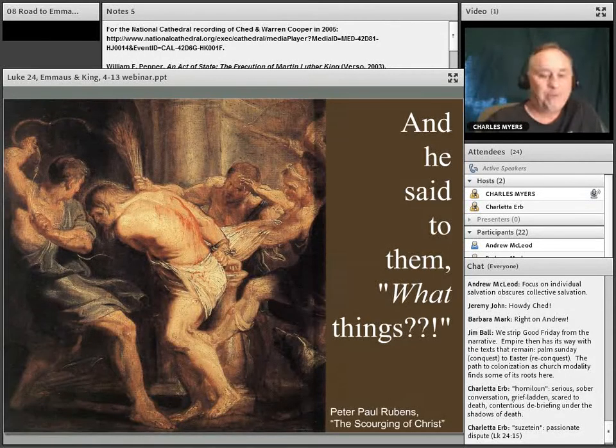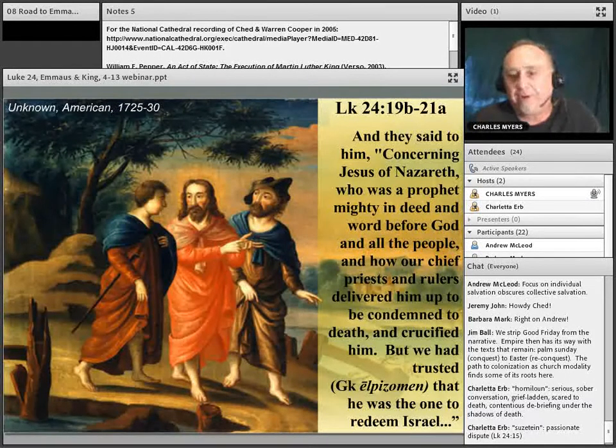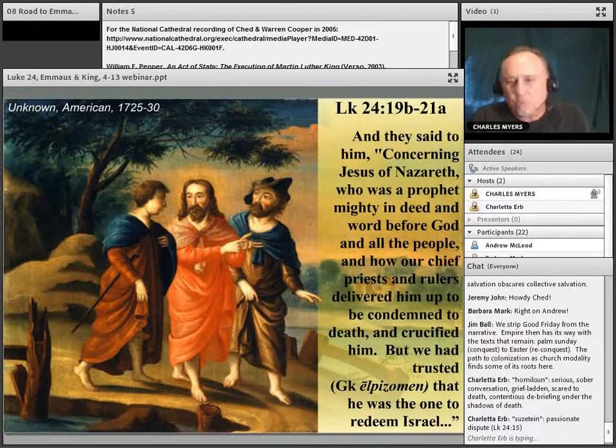Cleopas passionately, if a bit recklessly, launches into the whole sordid affair. How Jesus of Nazareth had resuscitated the prophetic tradition, igniting hope in people longing for liberation and shalom, and how his own leaders, bloody collaborators, had railroaded him and sold him out to the imperial oppressors who had strung him up. Finally, his frustration boils over. "And we had trusted," that's the true meaning of the Greek verb elpizomen. "We had trusted that he was the one who was actually going to liberate Israel." Cleopas' bitter disappointment, his sense of betrayal, his confusion is palpable.